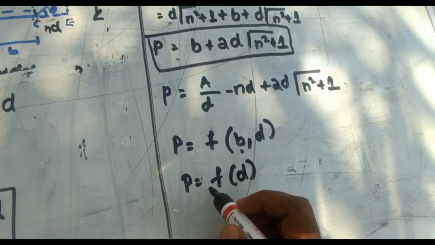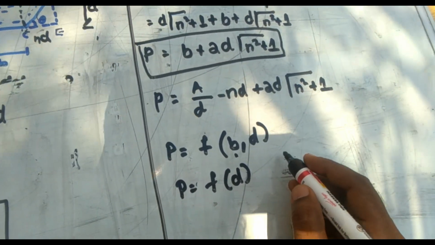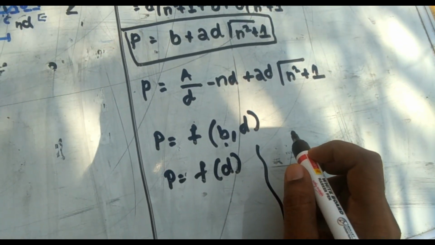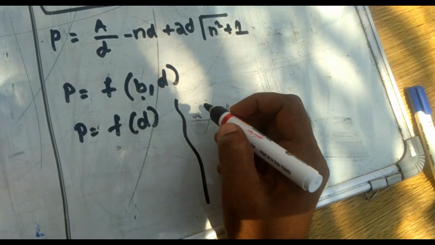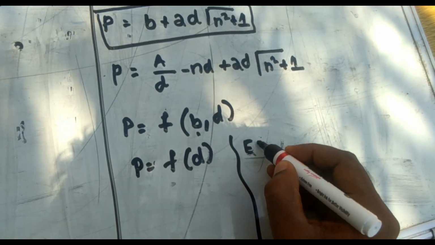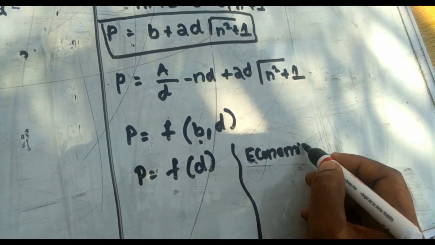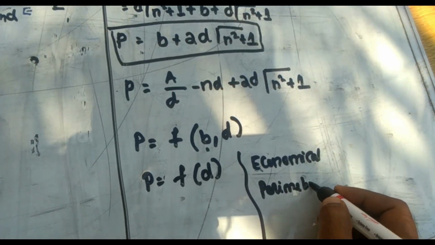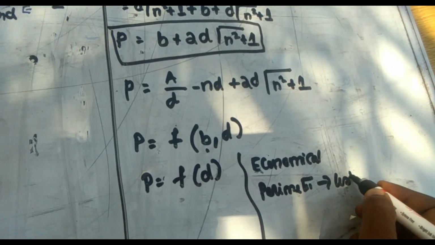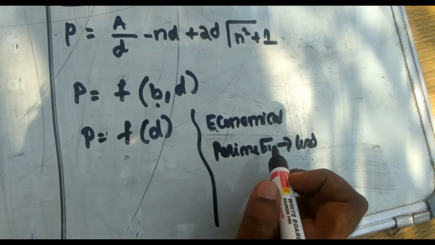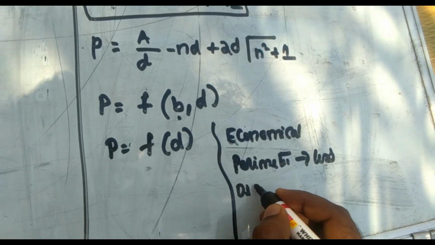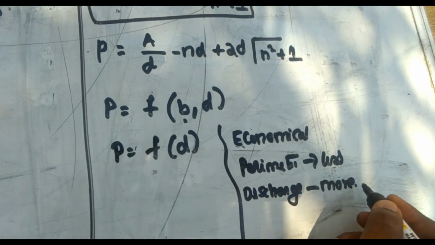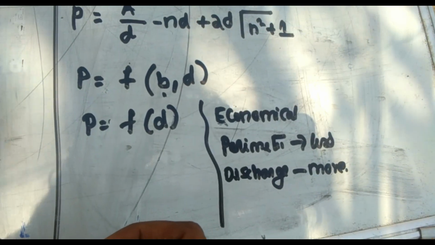So finally, what we need to calculate is the condition where the perimeter is minimum. We can say it is the most economical condition when the perimeter is less and the discharge is more. That is the condition we can say is most economical.